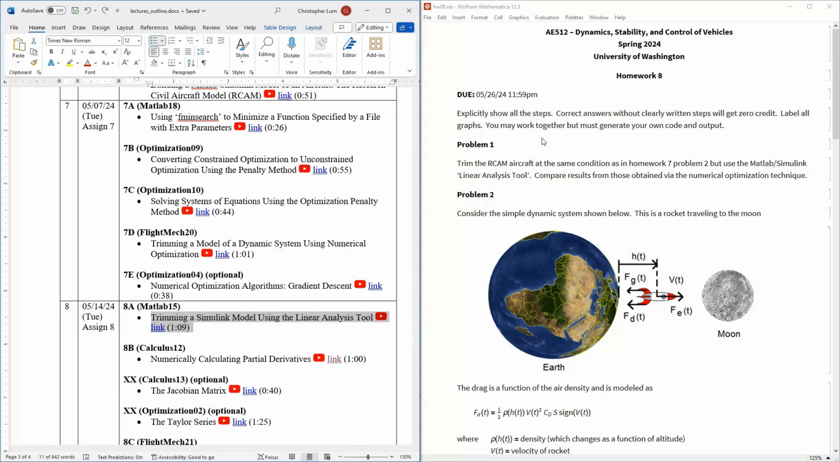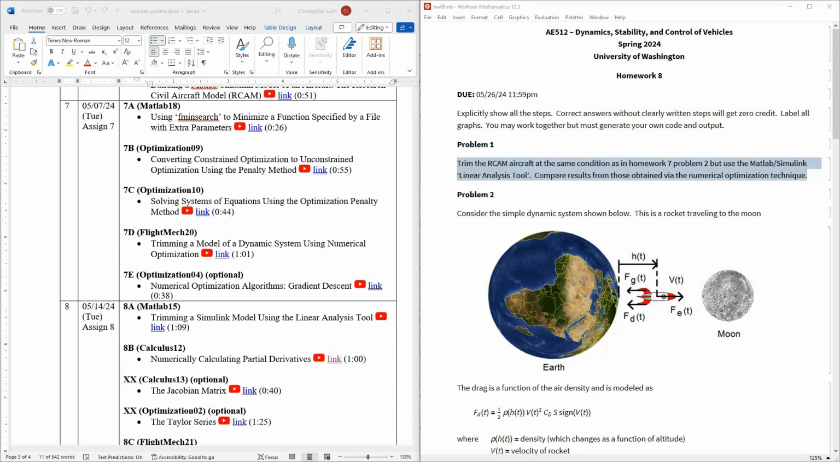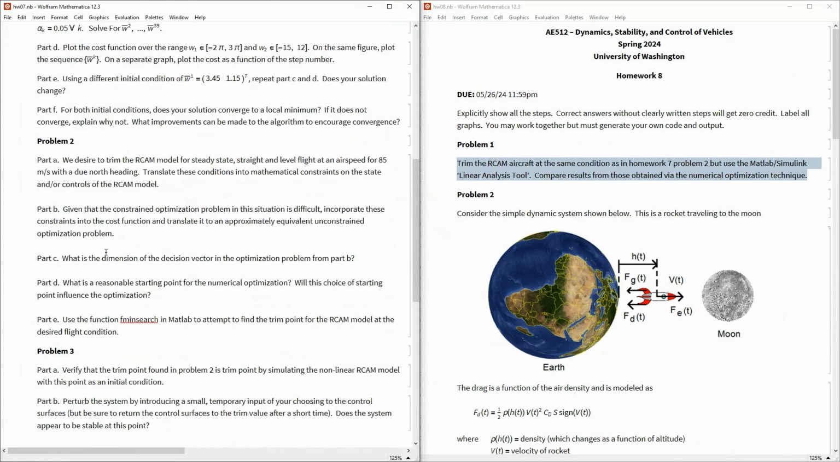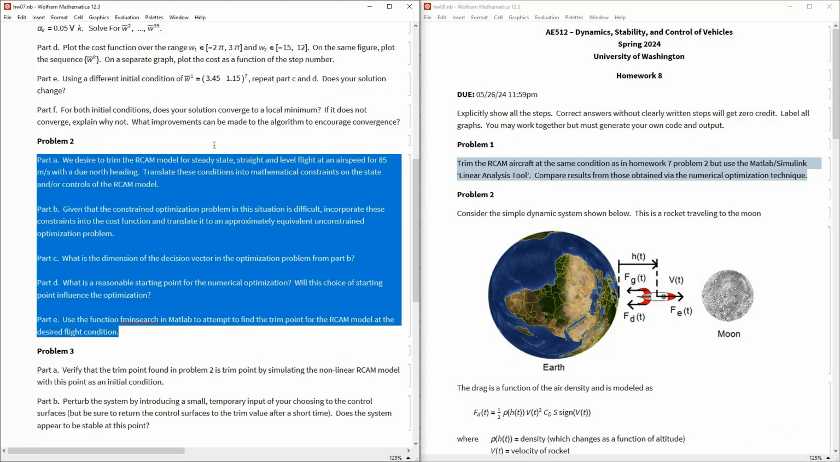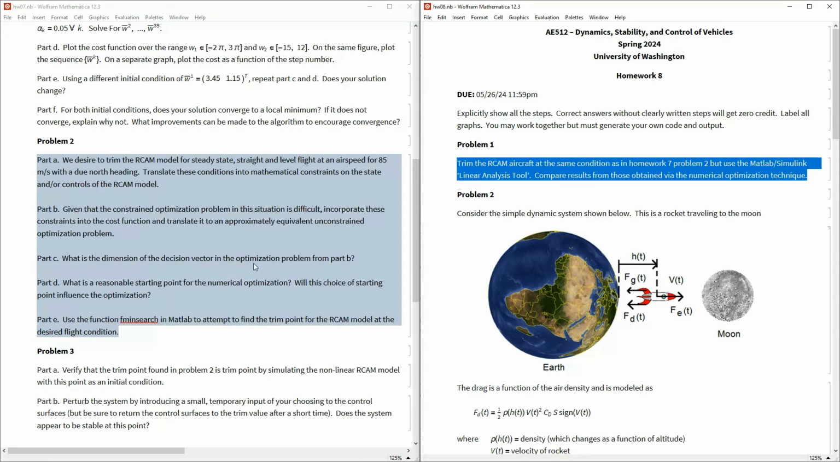And in fact, let's hop over to the homework and we'll see that problem 1 of homework 8 is basically to repeat what we did in homework 7 but using the tool. Just to refresh your memory, let me pull up homework 7 and we can look at these side by side. Remember, last week in homework 7, problem 2, we wrote our own code to trim the aircraft at steady state, straight and level flight at 85 meters a second heading due north, right? You wrote your own optimization code, a script that did the numerical optimization yourself. All I want you to do for problem 1, homework 8, is to get the exact same answer but use the MATLAB Simulink linear analysis tool.